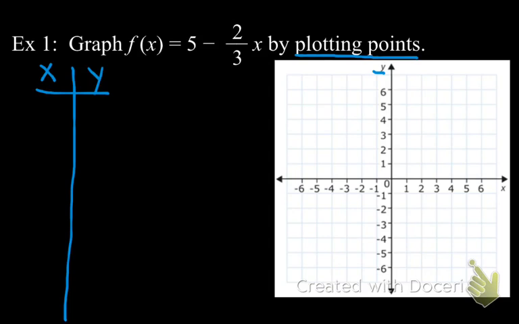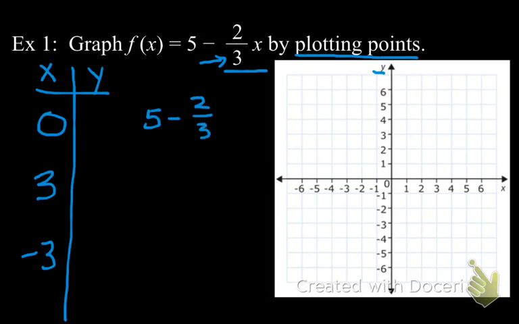And we want to pick values that are convenient for us, so 0 is almost always a convenient value. And then, since we're going to be multiplying by a fraction of 2/3, I would say we want this to come out nicely, so multiplying by multiples of 3, since 3 is the denominator, is going to be a good option for us. So let's try 3 and -3. And we will plug those numbers into this function, so f of 0 is going to be 5 minus 2/3 times 0, and 2/3 times 0 is just 0, so that goes away, and this will be 5.